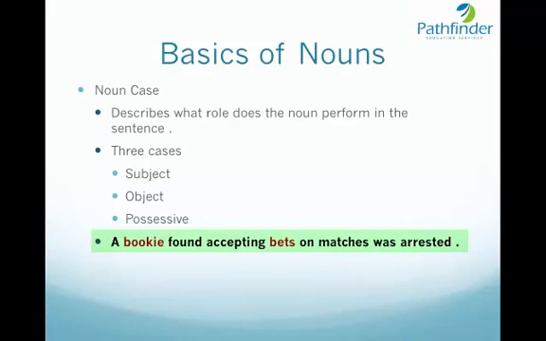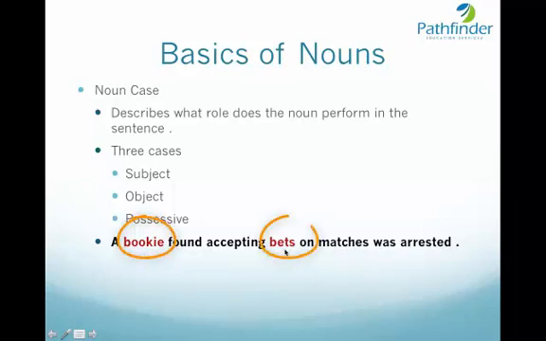A bookie found accepting bets on matches was arrested. So, there are 2 nouns here, bookie and bets. Bookie is the doer of this sentence. Bookie is the main subject of this particular sentence. Therefore, the noun bookie appears as a subject of the verb here. So this word is in the subject case. The word bets, on the other hand, is being accepted by the subject, and therefore the noun bets is in the object case.